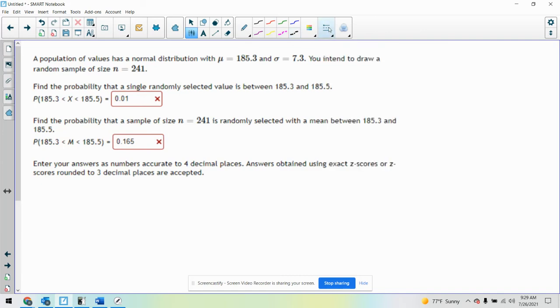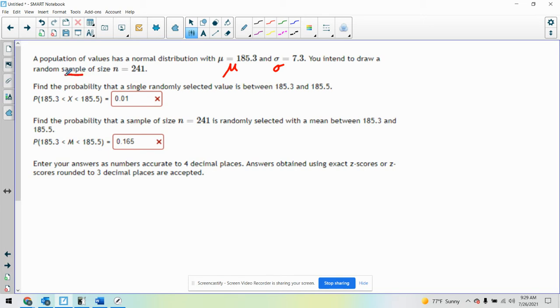Okay, but this question here, we're not going to use the Z table. We're going to use the calculator to figure it out. It's just a much easier process. Just a couple things to take note: we have a mu of 185.3. We have sigma of 7.3, and we're talking about a sample.